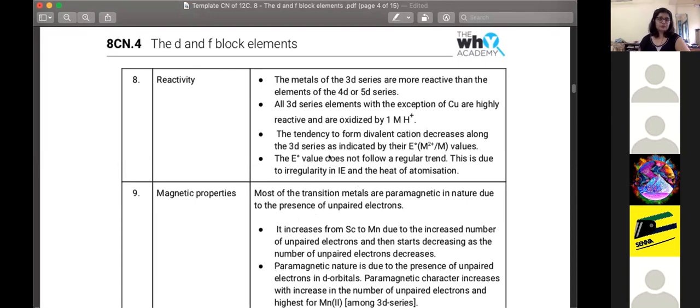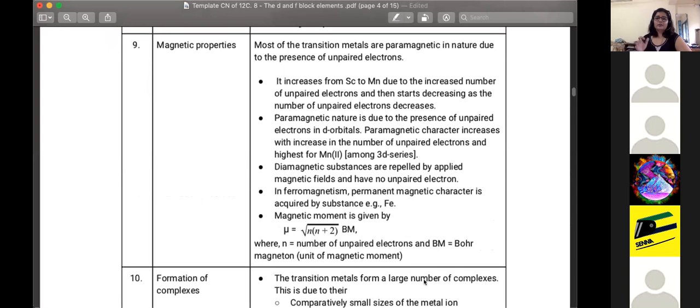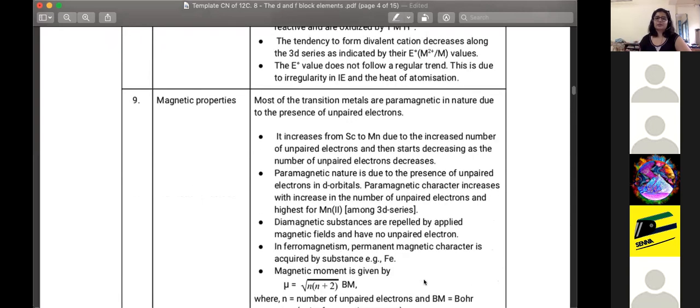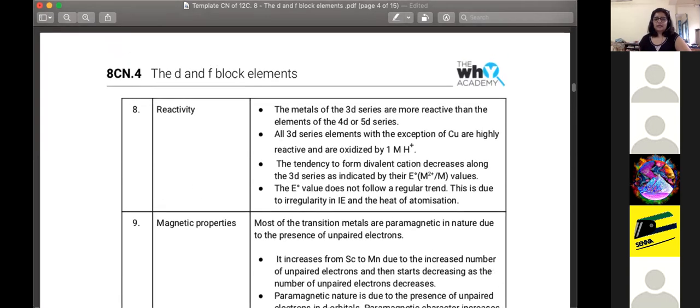So I'll first discuss the standard electrode potential because that relates to the chemical reactivity as well. We had discussed electrode potentials back when we were doing the oxidation and reduction, redox reactions chapter. Do any of you remember what that was all about?